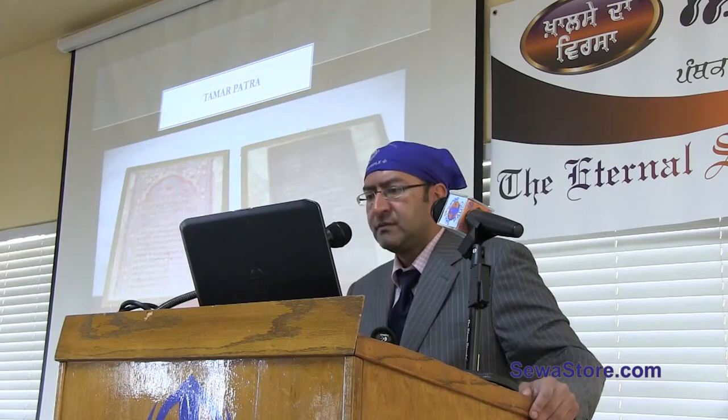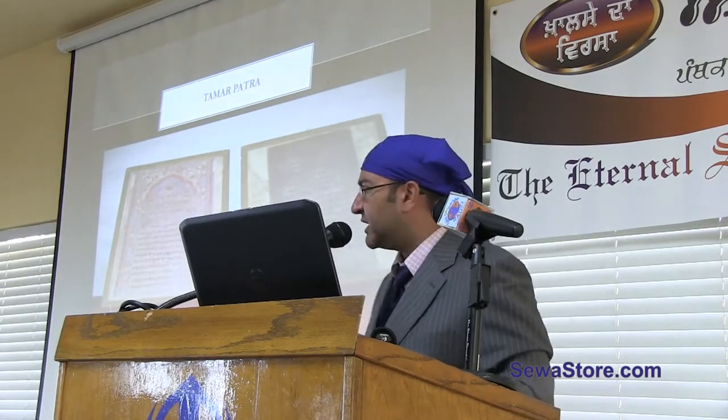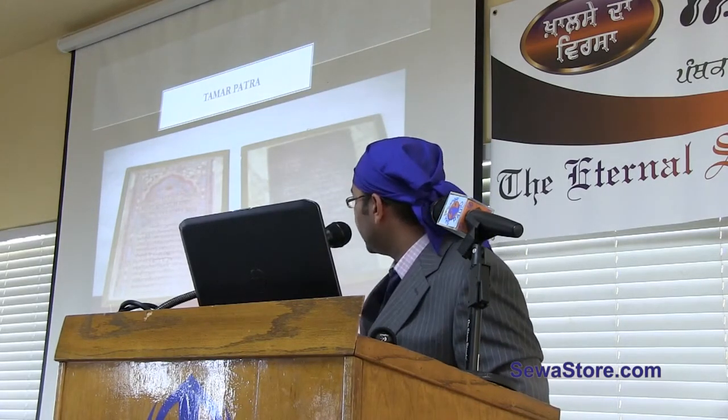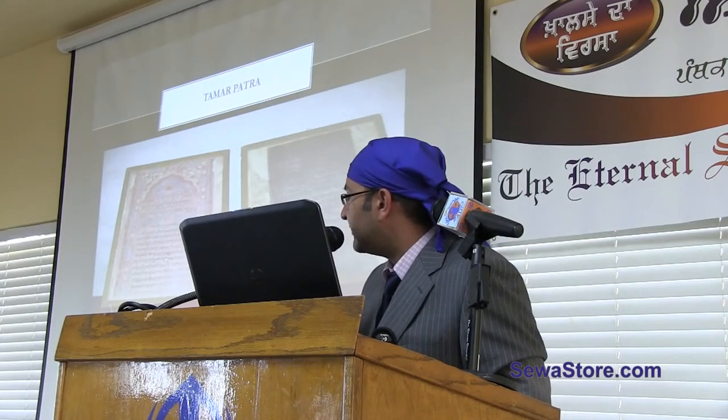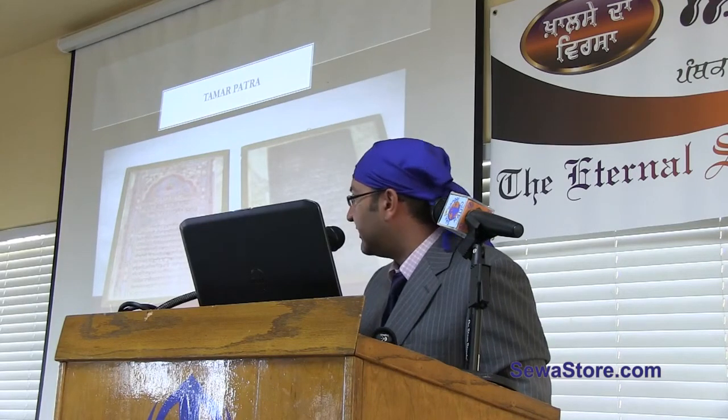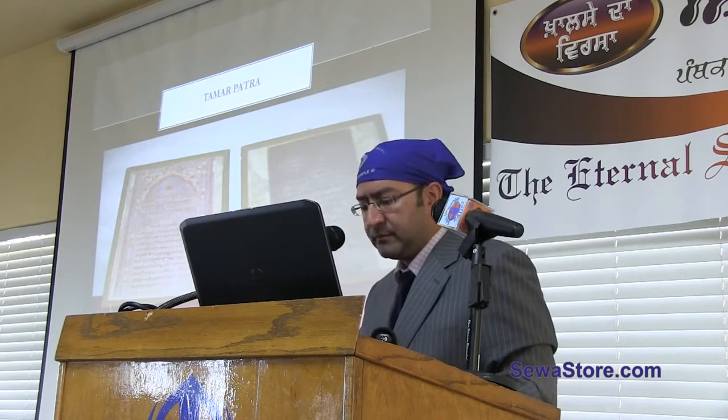Copper plates, or Tamar Patre as they're called. On the right hand side we can see the copper plate itself with the Ardas inscribed on it. On the left hand side is a Hukamnama which was given to the priests at the temple at the time when Guru Sahib visited them. The actual plate and Hukamnama is located at Kapil Mochan in Haryana.